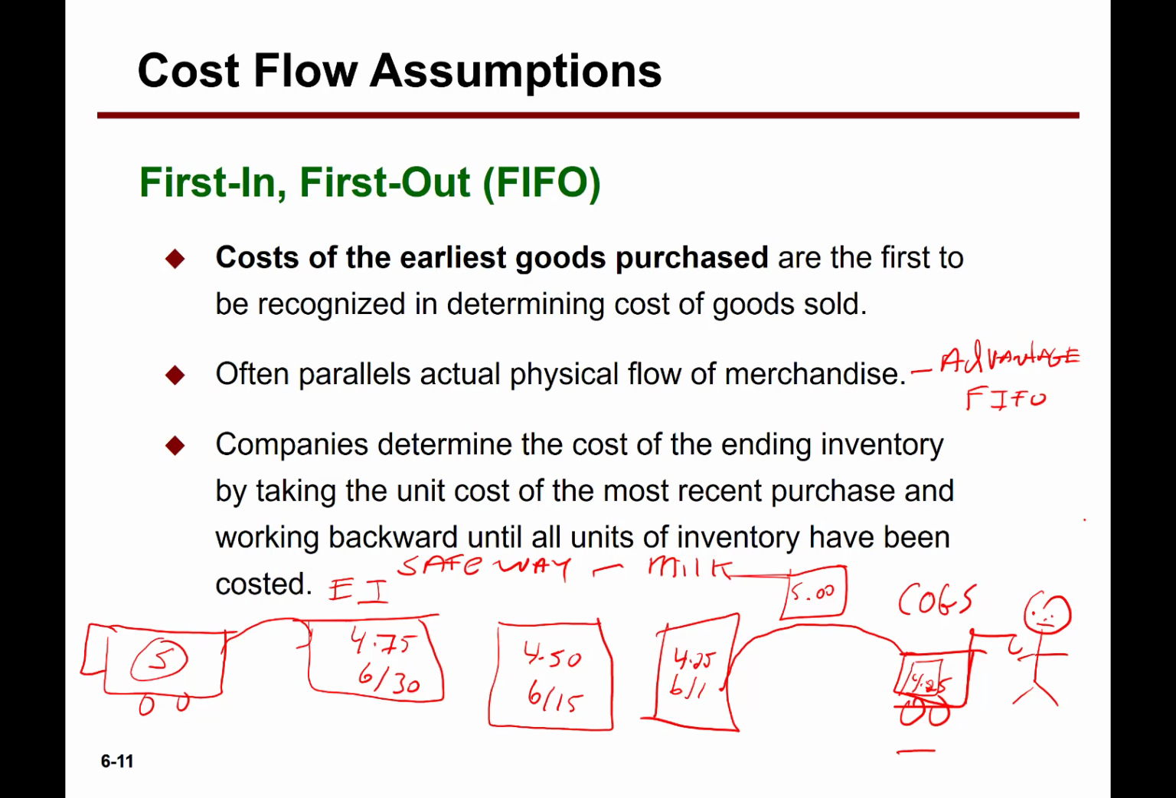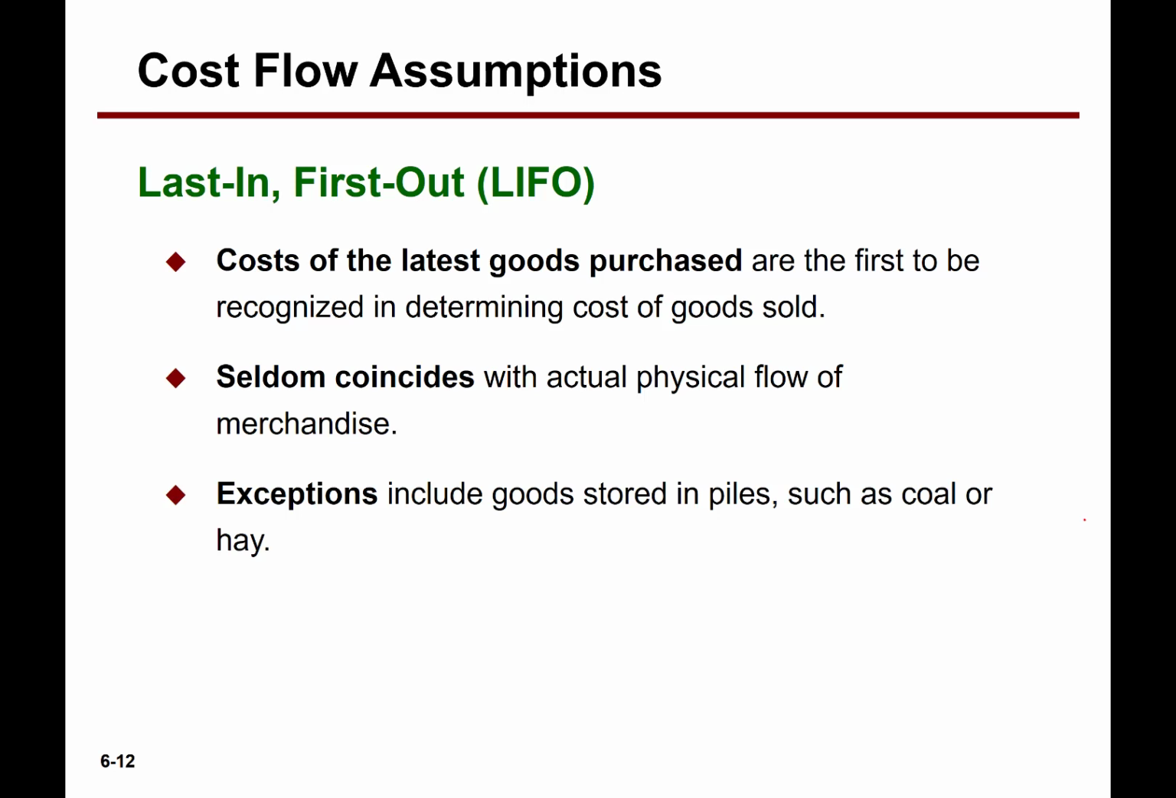Okay, good. Now, that is our FIFO example. Let's take a look at LIFO, last in, first out. The cost of the latest goods purchased are the first to be recognized in determining the cost of goods sold. Now, a disadvantage of LIFO is that it seldom coincides with the actual flow of goods. Most companies are more like that example we just had, Safeway. They're going to sell you the older milks first, right?